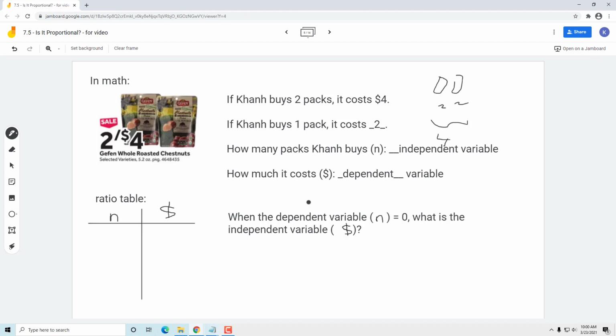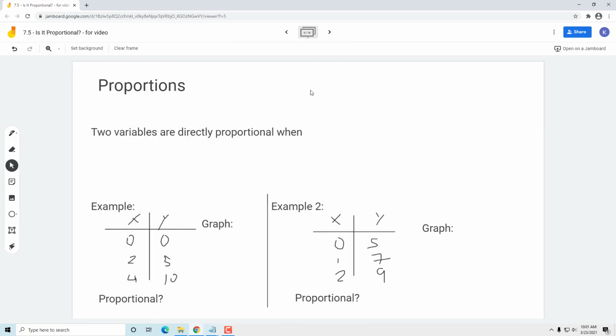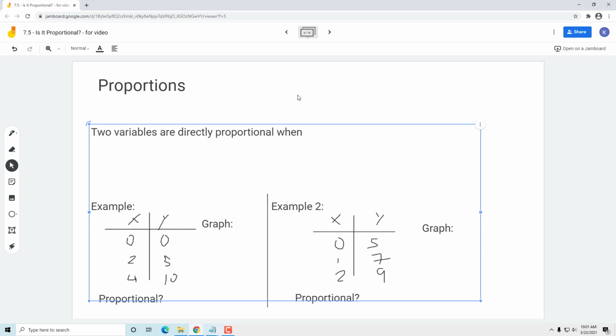In these problems, when the dependent variable is 0, what is the independent variable? In class, we looked at the do-nows, and we noticed that when we buy nothing, of course it costs nothing. If we don't buy anything, it costs nothing. So it's always 0. As it turns out, whenever this is true, we can say that the two variables are directly proportional. Well, one of the conditions is when the independent variable is 0, the dependent variable is also 0.